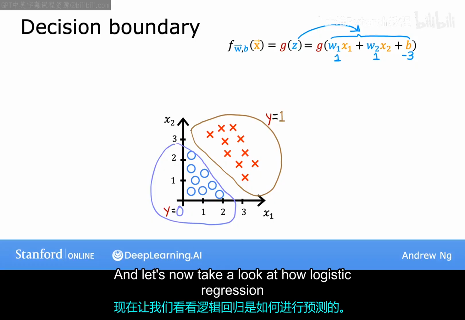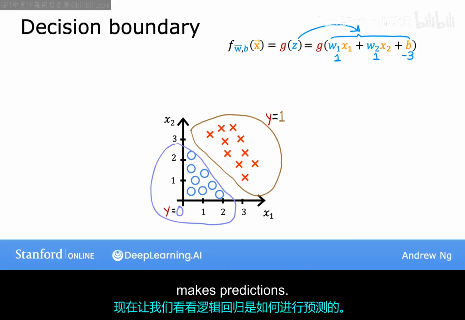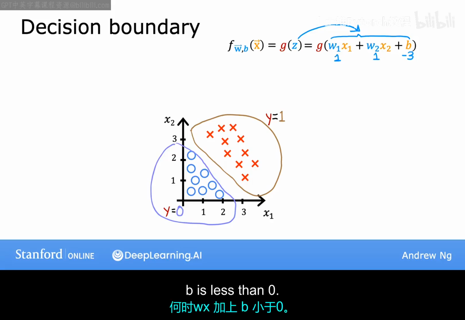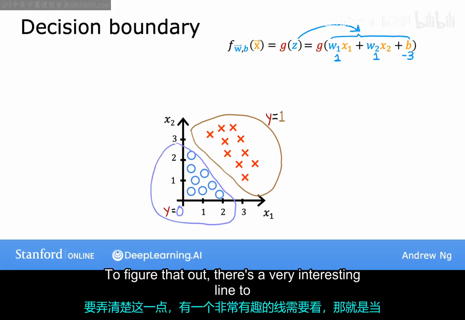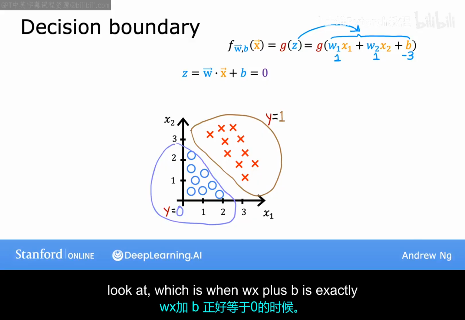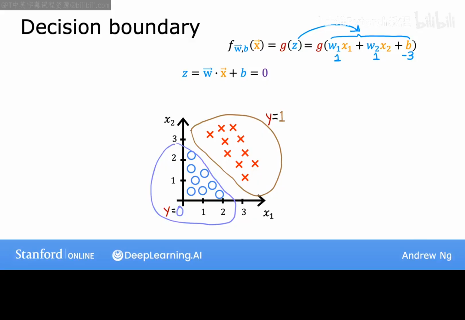And let's now take a look at how logistic regression makes predictions. In particular, let's figure out when wx plus b is greater than or equal to 0, and when wx plus b is less than 0. To figure that out, there's a very interesting line to look at, which is when wx plus b is exactly equal to 0.